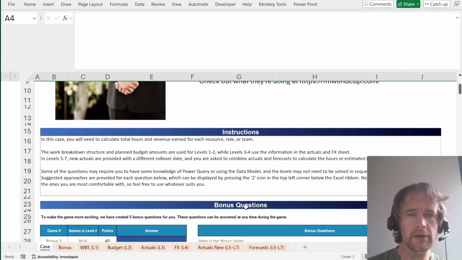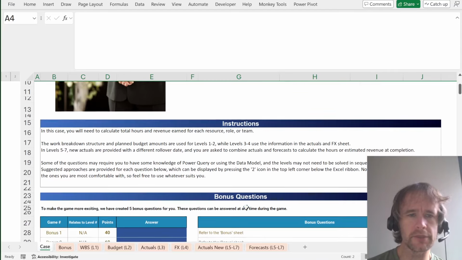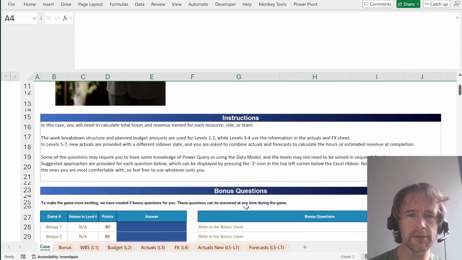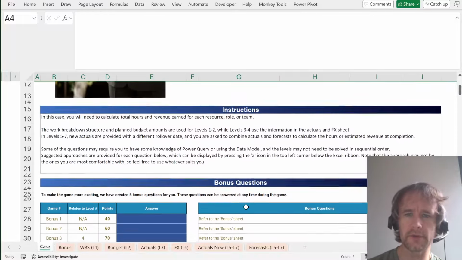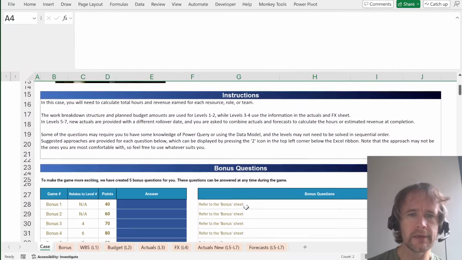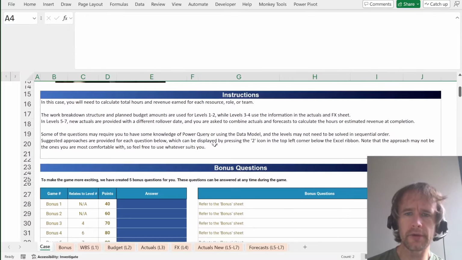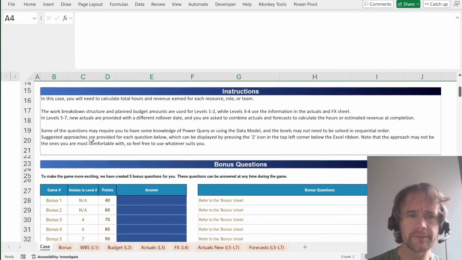Need to calculate total hours and revenue earned for each resource, role, or team. The work breakdown structure and planned budget amounts are used for levels 1 and 2. 3 and 4 use the information in the actuals and FX sheet. 5 and 7, new actuals are provided with a different rollover date and combine actual and forecast. Okay. Power Query, the data model. Levels may not need to be solved in sequential order. Suggested approaches are provided for each question below, which can be displayed by pressing the icon on the top left. Oh, right. In other words, the unhide. Got it. Okay.